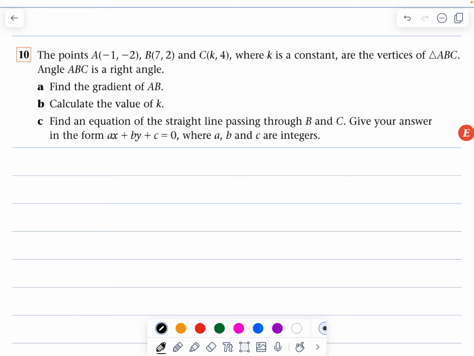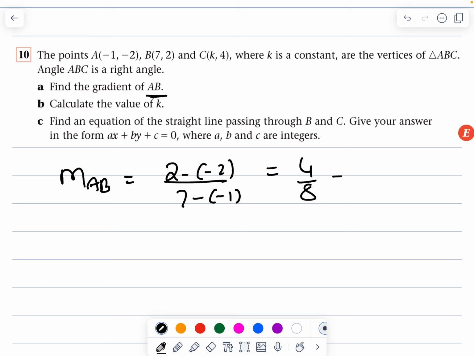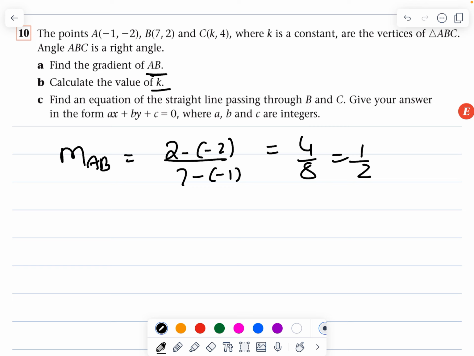ABC are given. Find the gradient of AB. Gradient of AB will be y2 minus y1 upon x2 minus x1, 4 upon 8, which is 1 upon 2. Find the value of k. ABC is a right angle triangle.